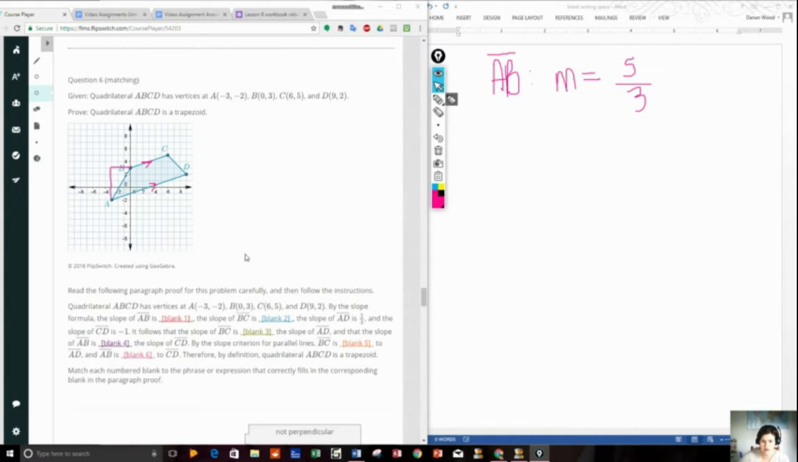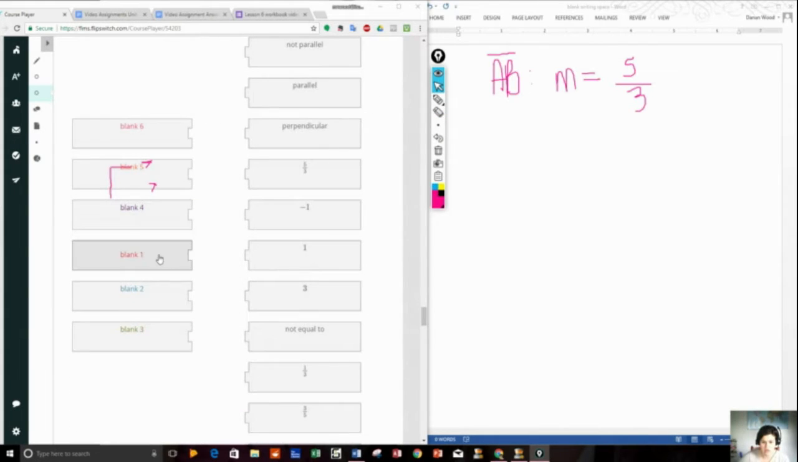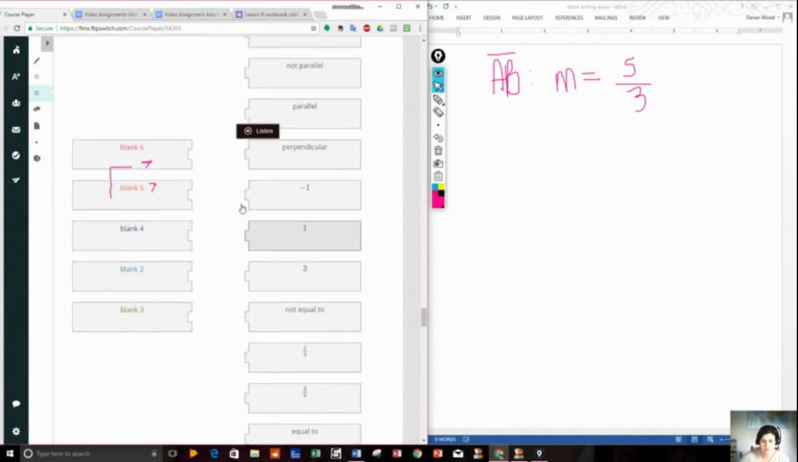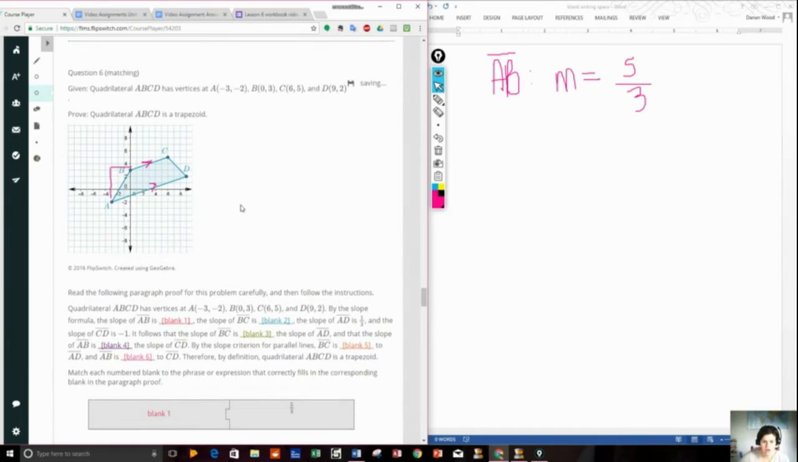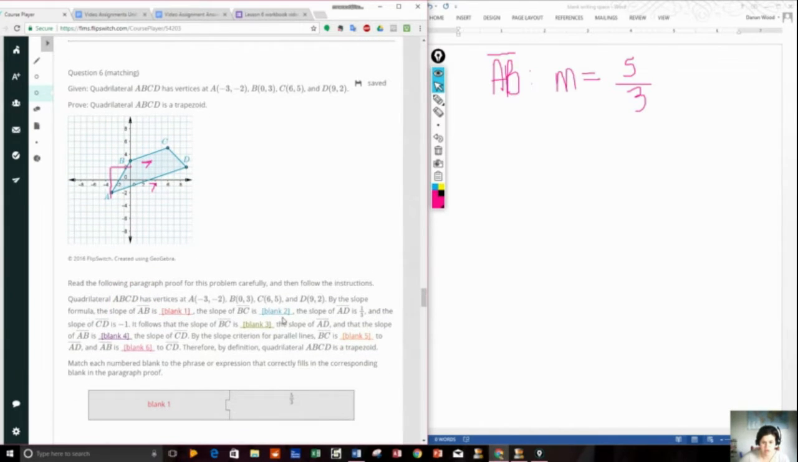So I'm going to go down here and look for 5/3 for blank 1. So blank 1, there's 3/5. That's not it. So blank 1, 5/3. There we go. Okay, the slope of BC is blank. So let's find our slope for BC.